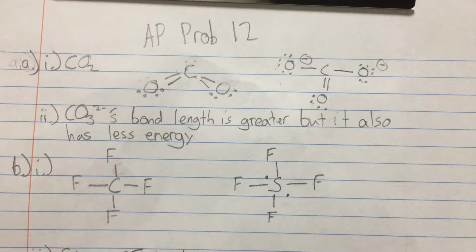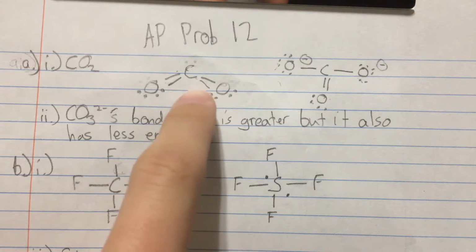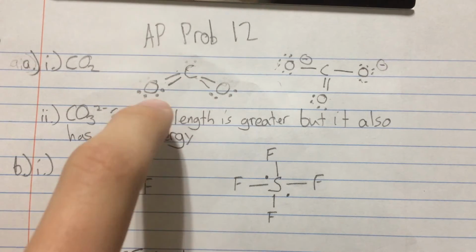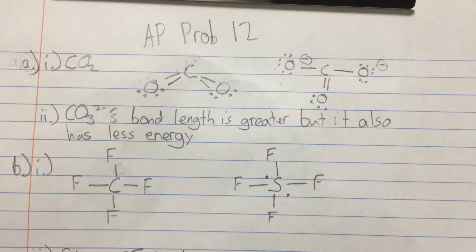So for AP problem 12, part A, it says to consider the carbon dioxide molecule CO2 and the carbonate ion CO3 2-. Part 1 says draw the complete Lewis electron dot structure for each species.